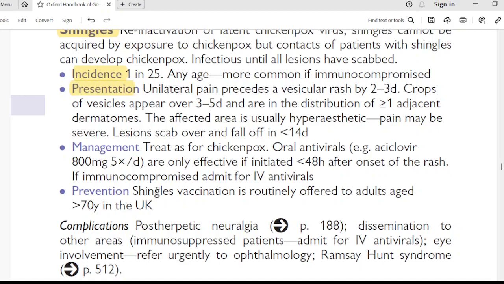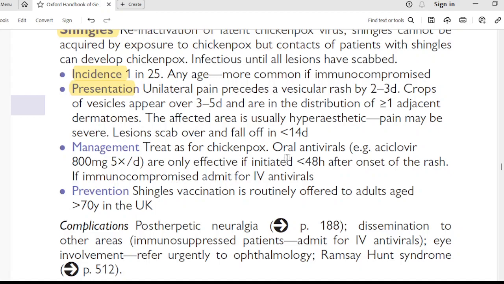Presentation: unilateral pain precedes vesicular rash by 2 to 3 days. Crops of vesicles appear over 3 to 5 days and in distribution of more than one adjacent dermatome. The affected area is usually hyperaesthetic. Pain may be severe. Lesions scab over and fall off in less than 14 days.